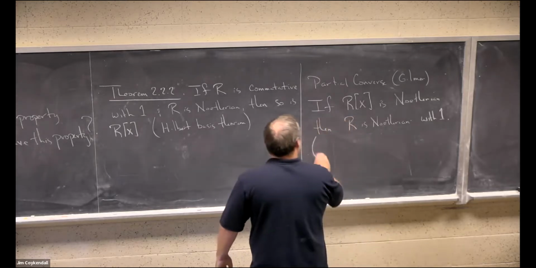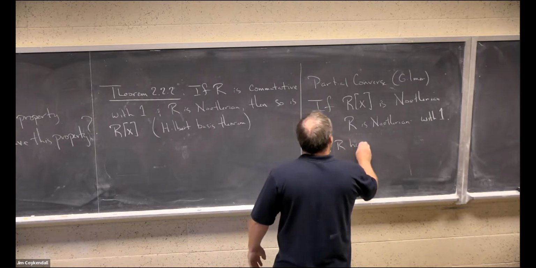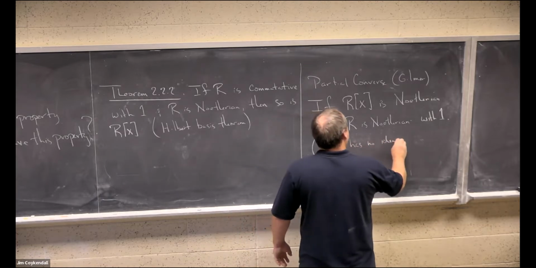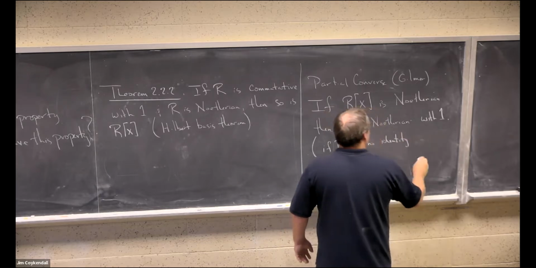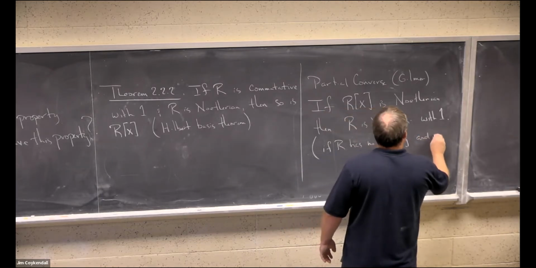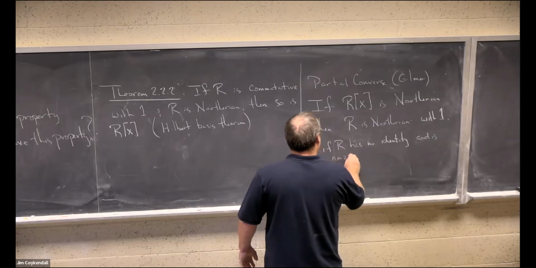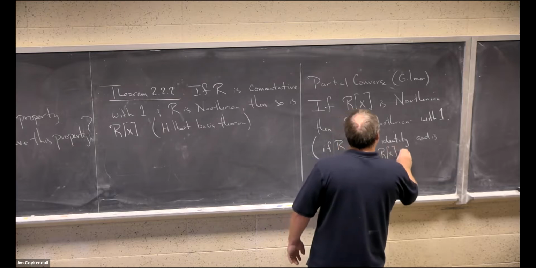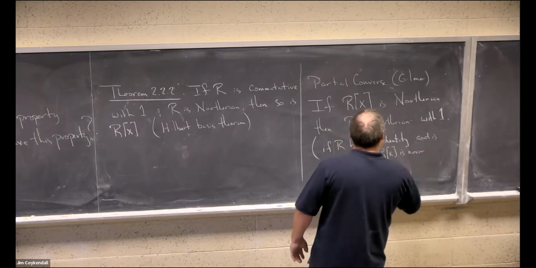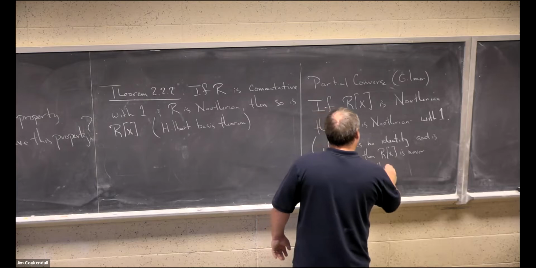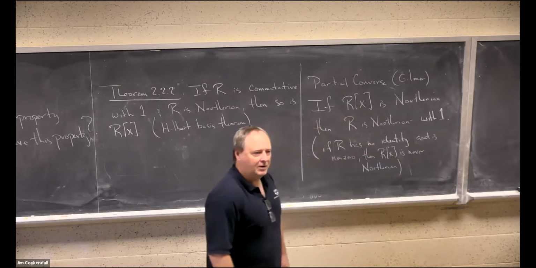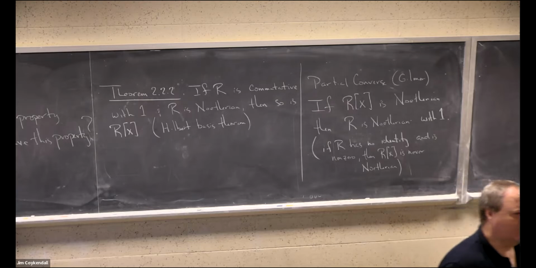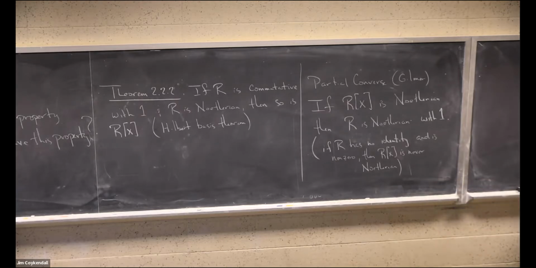So in other words, if R has no identity and is non-zero, then Rx is never Noetherian. I find that interesting because the assumption that Rx is Noetherian forces R to have an identity. That's kind of weird, isn't it?